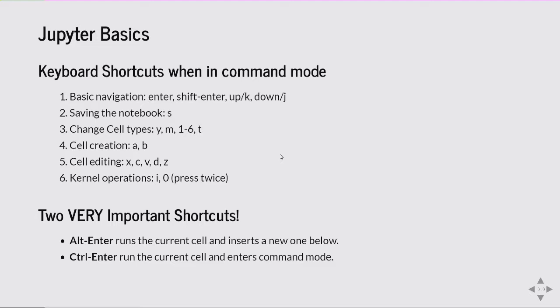And two very important shortcuts, if you don't get anything else out of this, are Alt-Enter and Control-Enter. Each of these runs the current cell. Control-Enter is interesting because it allows you to split your current cell. So if you run it, wherever the cursor is, it'll split the cell into two at that point. And Alt-Enter will run the cell and then create a new cell underneath it.